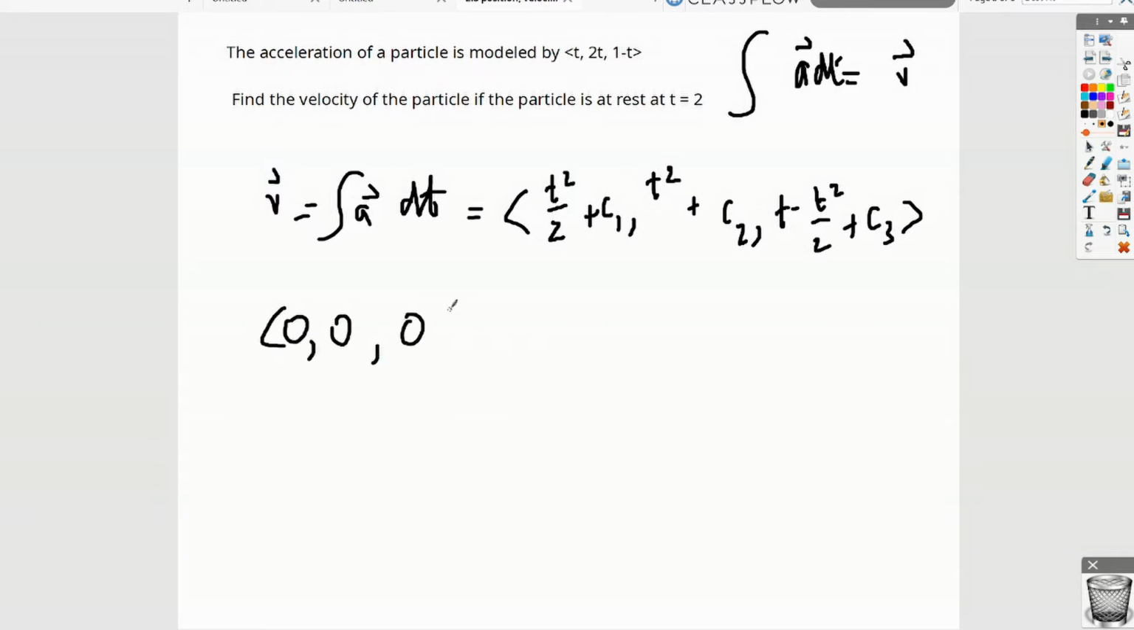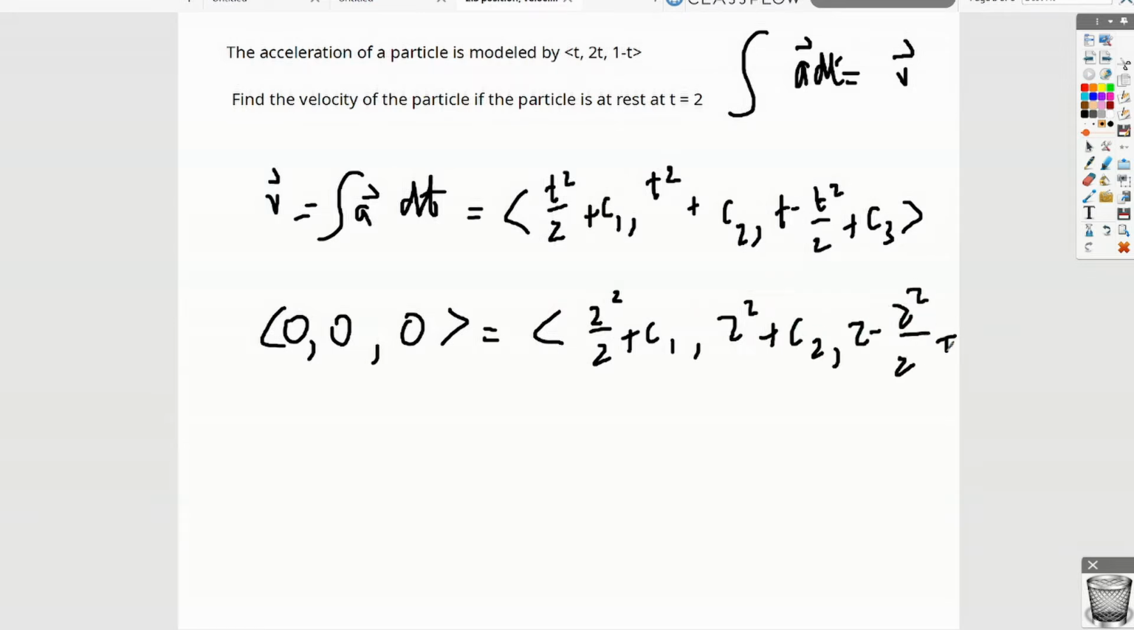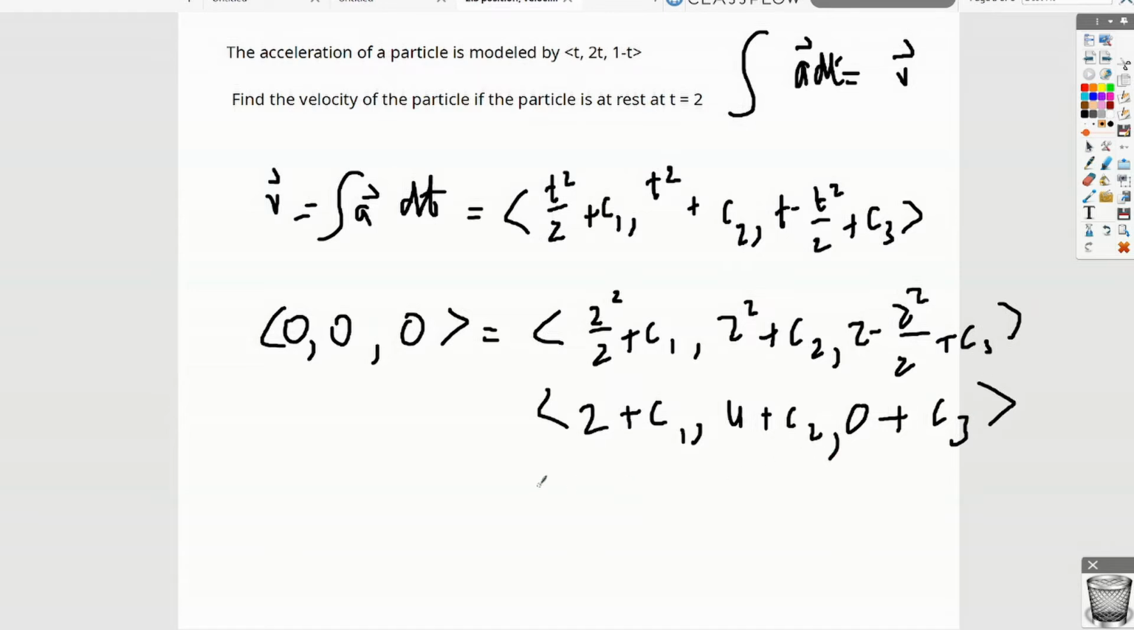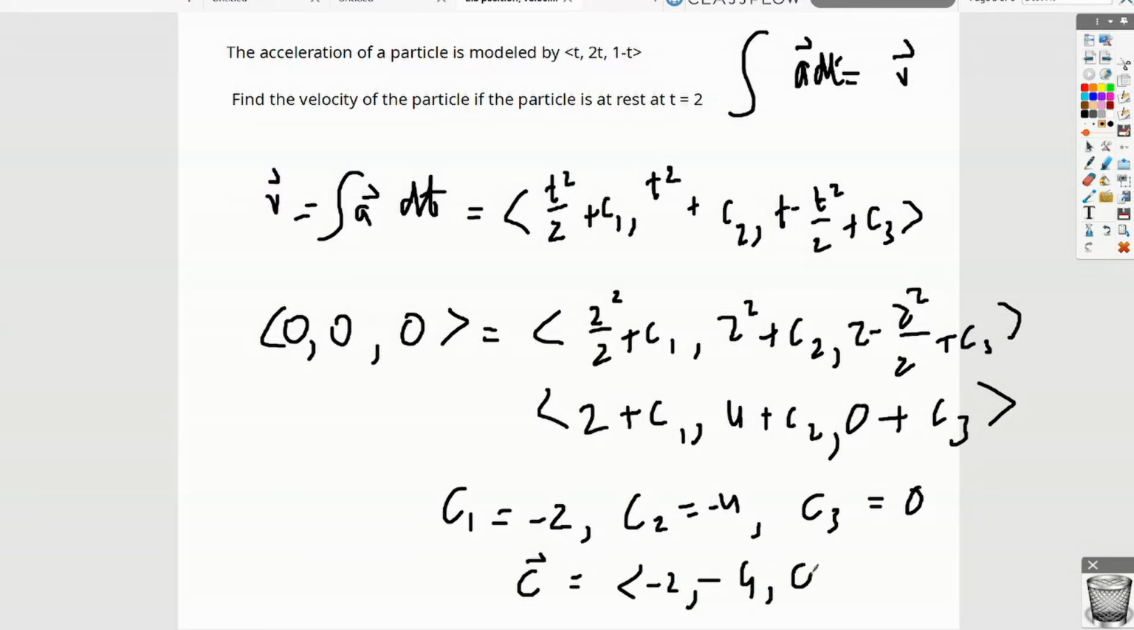0, 0, and 0, it has to be equal to 2 squared over 2 plus c1, 2 squared plus c2, and then 2 minus 2 squared over 2 plus c3. So what's 2 squared over 2? It's 2. 2 squared is 4. And then 2 squared over 2 is 2, so 2 minus 2, that's just 0. So what you will end up getting is c1 equal to negative 2, c2 equal to negative 4, and then c3 is 0. So your vector c is negative 2, negative 4, and 0.